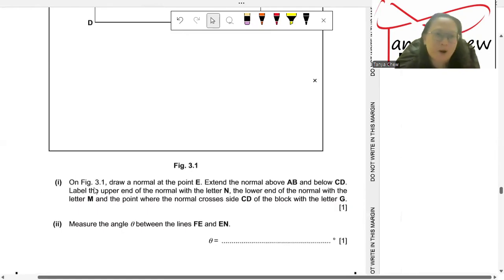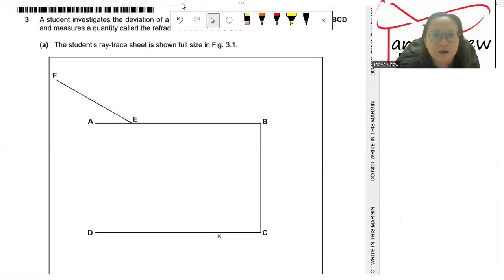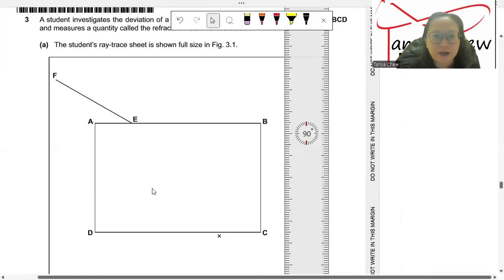Now, first part. On Fig 3.1, draw a normal at the point E. Extend the normal above AB and below CD. Label the upper end of the normal with the letter N, the lower end of the normal with the letter M, and the point where the normal crosses side CD of the block with the letter G. Wow, so much information that I have to digest here. Therefore, I'm going to use my ruler again.